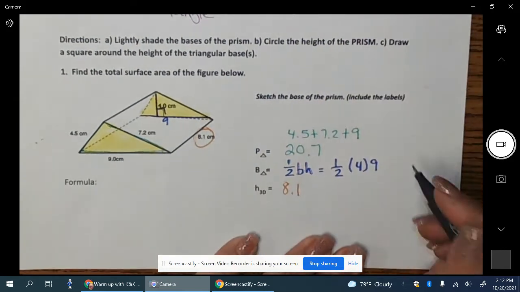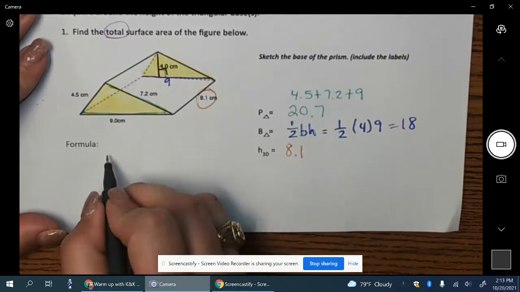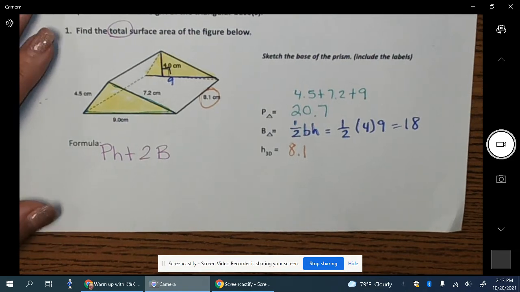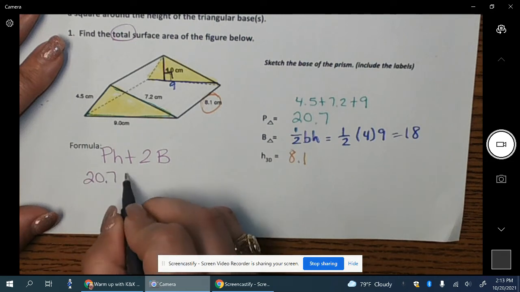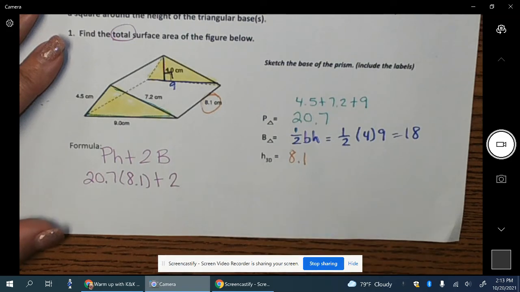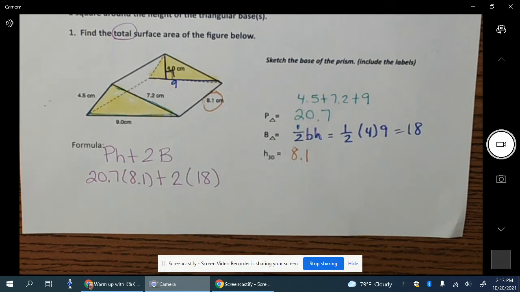So what does that equal? 18. Does this question want total or lateral? Total. It says total. What's my formula? pH plus B. pH plus 2B. What's the perimeter? 20.7. What's the height? 8.1. Plus 2. What is big B? 18. And now you just plug everything into the calculator.